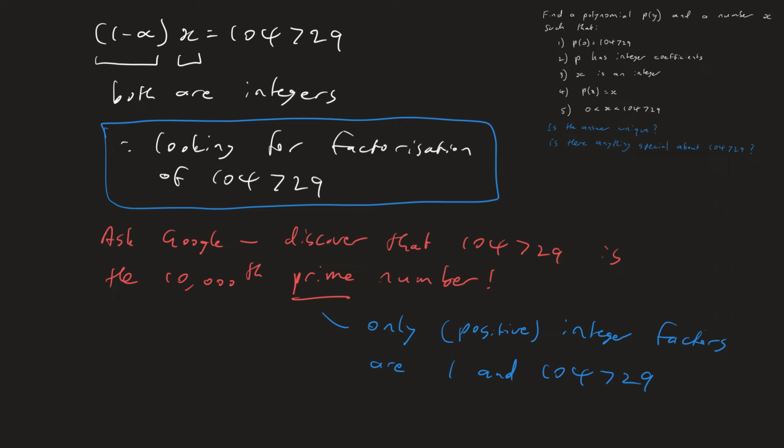Here I've got two terms that are different. So in some sense I've got two positive solutions. This might be 1 and this might be 104,729. Or this term might be 104,729 and this one might be 1. But when I allow negative numbers, I now get 4 possible solutions. So x could be 1 or -1 or 104,729 or -104,729.